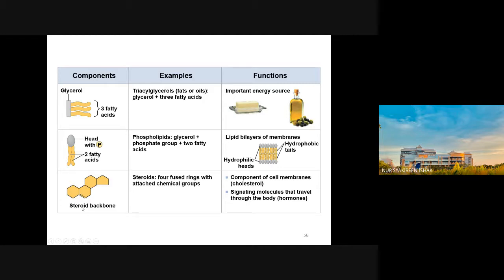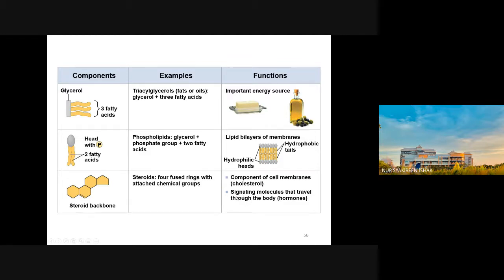And then the next one is steroid. A steroid, as you can see from this diagram, consists of four fused rings. You can find steroids embedded in the plasma membrane. The steroid that is present in the plasma membrane, we call cholesterol. The function of cholesterol in the plasma membrane, we are going to look at in chapter 3.